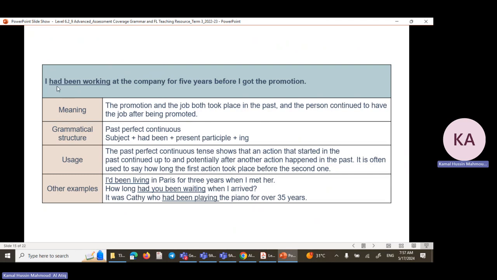And during the exam, you will have different answers and you have to choose this. Had, for example, had work, had works, had been working. The correct answer is had been working because I have for and I have before.